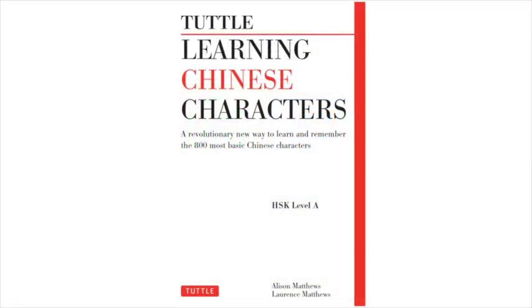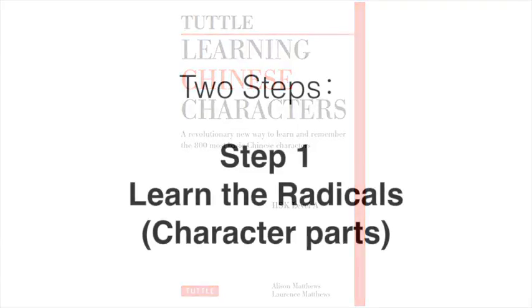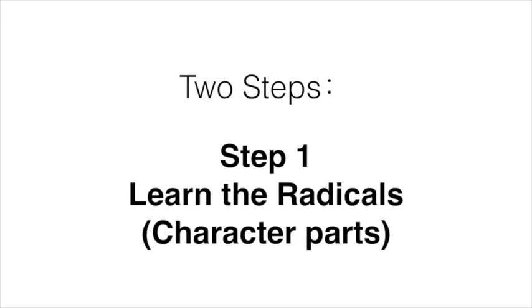It's called Tuttle's Learning Chinese Characters, a revolutionary new way to learn and remember the 800 most basic Chinese characters. And it's really a pretty simple process and a really innovative strategy for learning Chinese characters. So let's go ahead and talk about it. It has two steps. The first step is to learn the radicals.